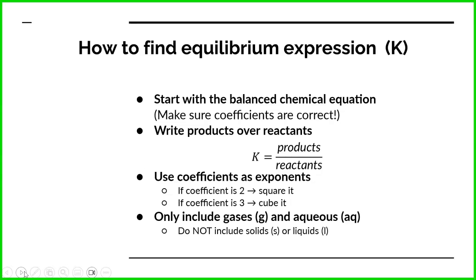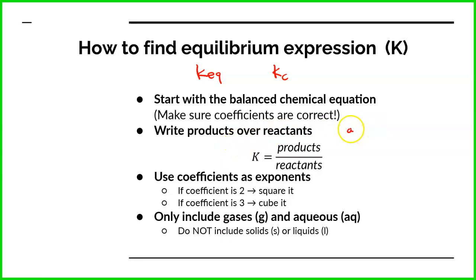So the steps on how to find your equilibrium expression are as follows. Sometimes you'll see K with a little eq, which means at equilibrium, or even Kc, which means the concentration, but they're pretty much the same thing. We're going to start with the balanced chemical equation. Make sure that your coefficients are correct. Then we're going to write the products over reactants.